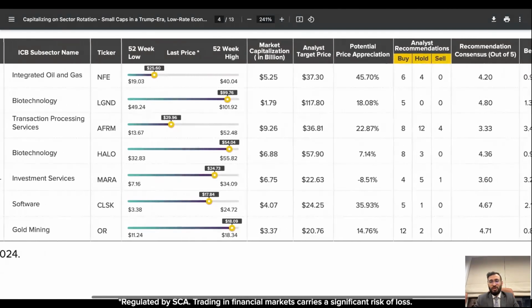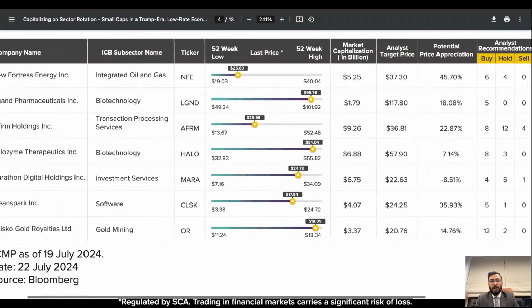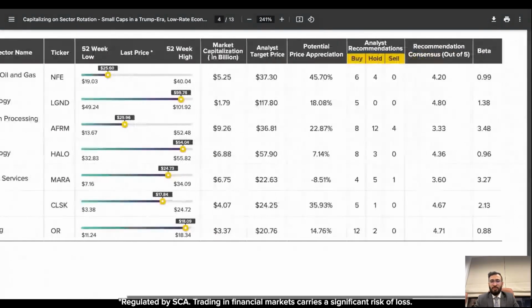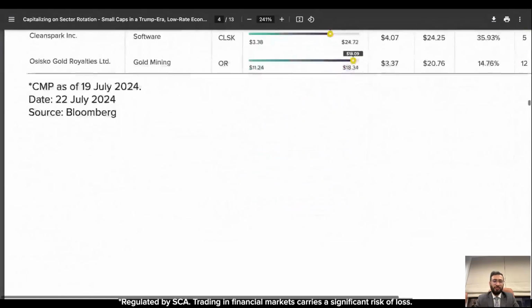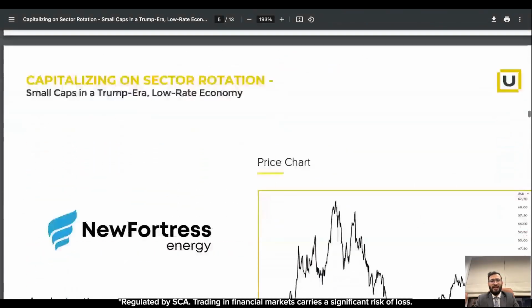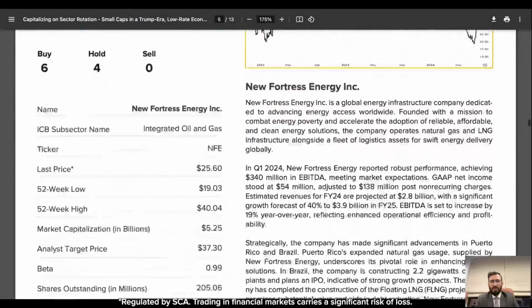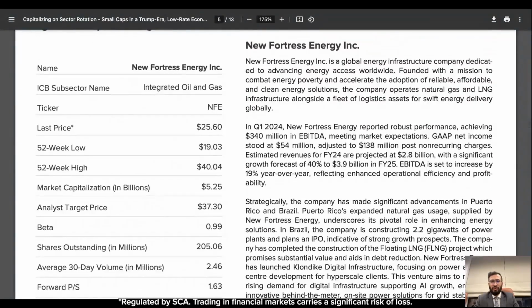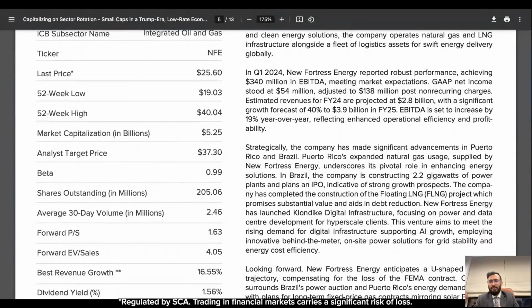So if you see the potential price appreciation in a lot of these, 45%, 18%, 22%, 35%, and the Bloomberg analyst recommendations we are looking at, the price appreciation potential is really huge in these kinds of smaller market value companies. Of course, the risk lies there, but some of them are global energy infrastructure. Some of them have declared very good earnings before interest and taxes. Their net income has increased. The current financial year is projected to bring more sales. The growth forecast is better. It is set to increase by 2025.